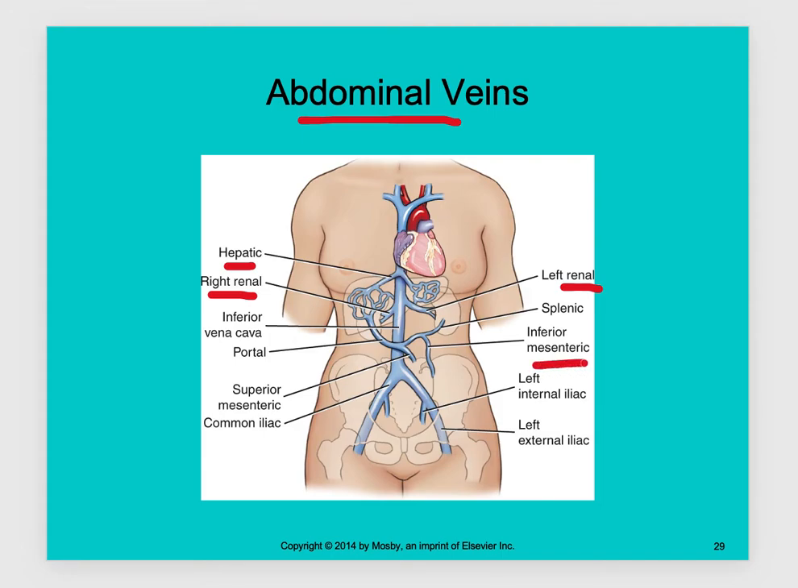You have an inferior mesenteric and a superior mesenteric, and that's draining the blood back. The left external iliac, which would also be a right external iliac, drains the blood from the limbs back up. You have your common iliac, so your right and left iliac come up and make a common iliac to the IVC.